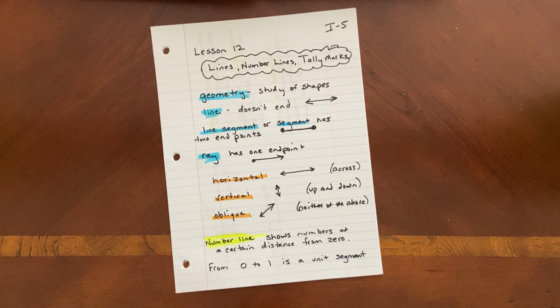This is lesson 12, lines, number lines, and tally marks. A lot of it you know. There's some new stuff too, so let's go fast, but pause it if you need to slow down. Email me if you get stuck.